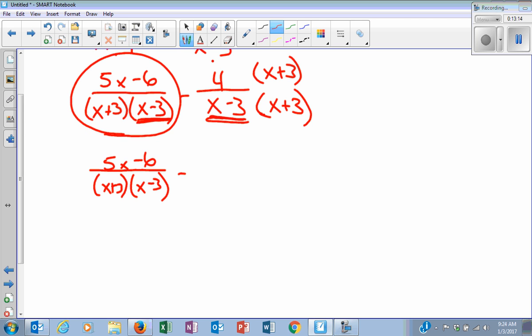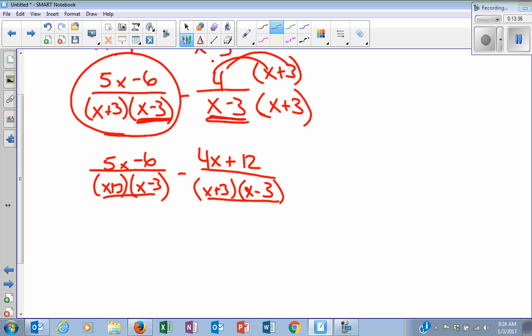Now minus, distribute this to get my top. So that's going to be 4x plus 12. And then on the bottom, I should get the same thing that I have over here: x plus 3, x minus 3. The whole reason for the step that we just did was to make this the same as this.